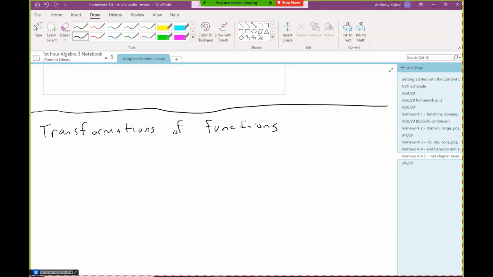So our last topic in this chapter is going to be about transformations of functions. And what I'd like to do is have you think back to geometry for a few minutes. In your geometry class, you talked about transformations last year. There would have been 4 types of transformations you talked about. Does anybody remember any of those 4?